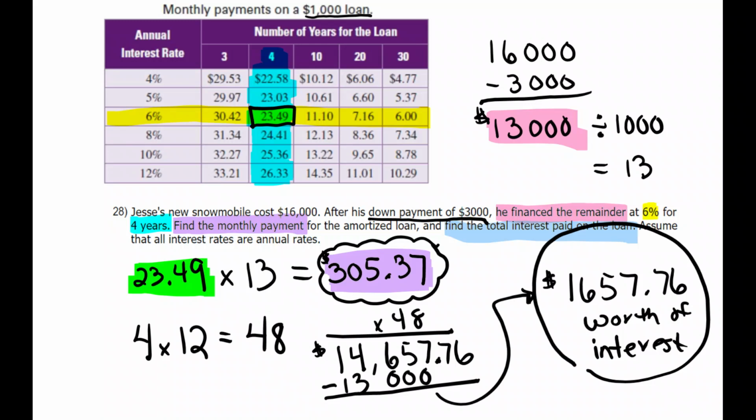And he's going to send that in every month for the next 4 years. So that's 48 payments. So I multiplied that times 48 to get that 14,000 number. And then I subtracted off the $13,000 that he financed. So he's paying an extra $1,657.76 worth of interest. And that is how it works, people. Fun times.